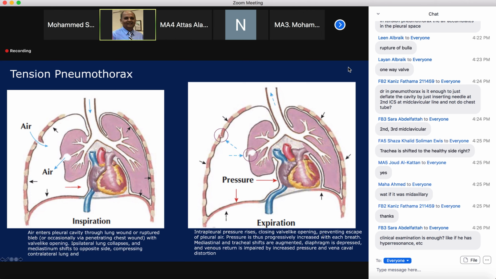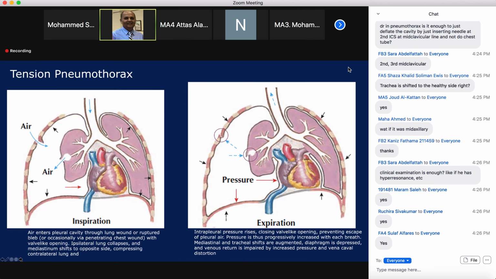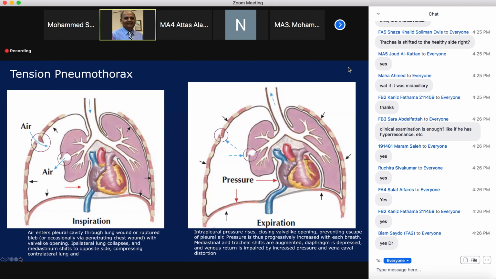So clinical examination, excellent. Sarah, you're excellent. The clinical examination is enough. You're listening to his chest. Your examination and your auscultation tell you everything. And this is what we need to do. I hope we are clear now for pneumothorax and tension pneumothorax. Are we clear? Yes or no? Perfect. Okay, guys. So we are good with this concept.